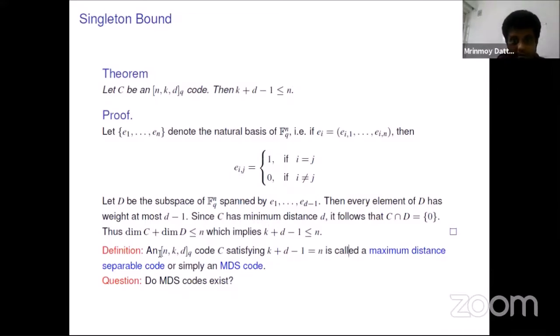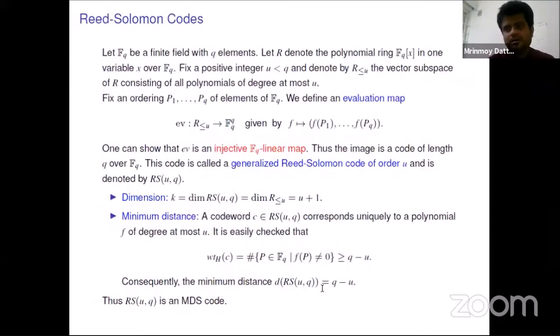Now a code for which this bound is attained, that is n is equal to k plus d minus 1, is called a maximum distance separable code, or it is simply called an MDS code. One would like to ask at this point, is it possible to construct an MDS code? Of course, one idea is that if you cannot construct an MDS code, then such codes will not be given a name. So here is an example of an MDS code. This is called a Reed-Solomon code, or a generalized Reed-Solomon code. The name varies from author to author, but here is how they stand.